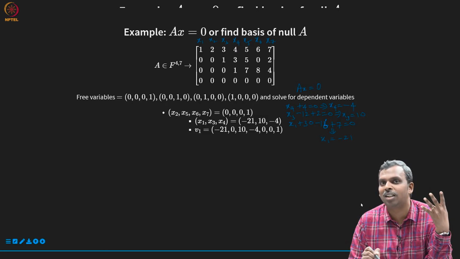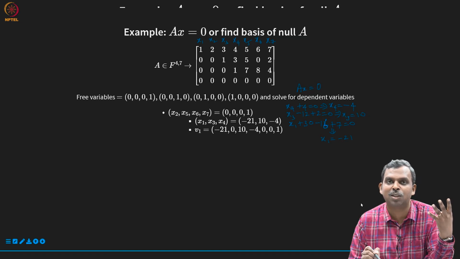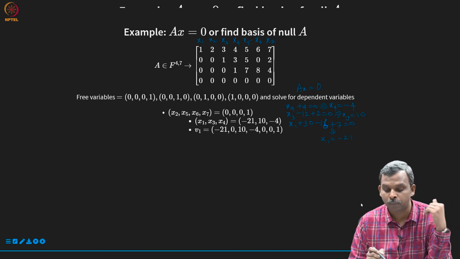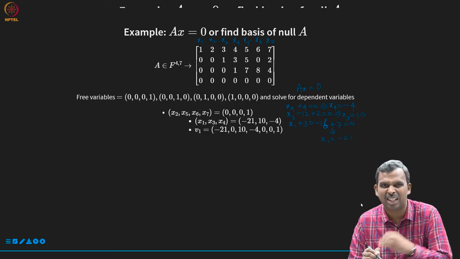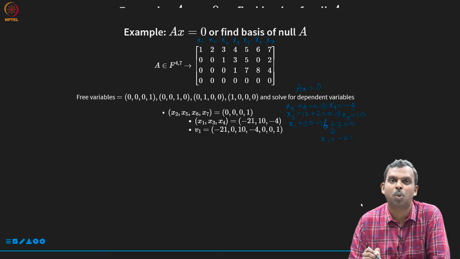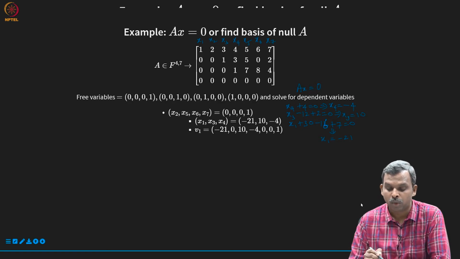If you find 4 linearly independent vectors in the null space, you're done. You know the dimension is 4. So I have found one vector in the null space. Why it's linearly independent, you'll quickly see, because of this 0, 0, 0, 1, it will become linearly independent.